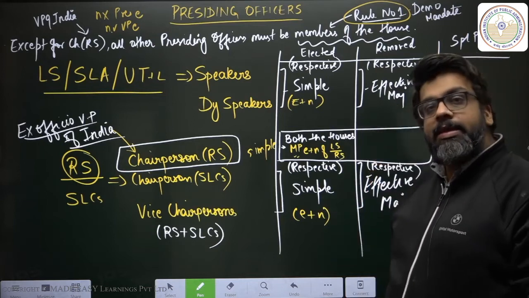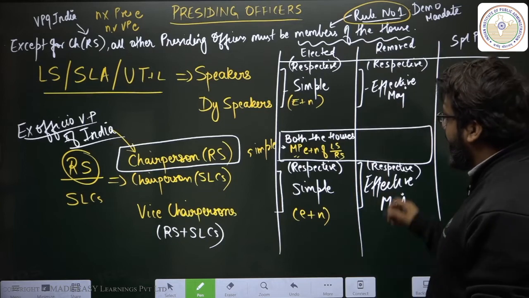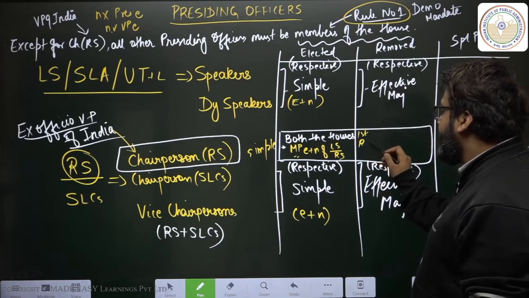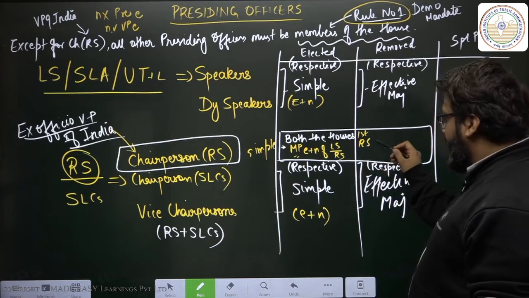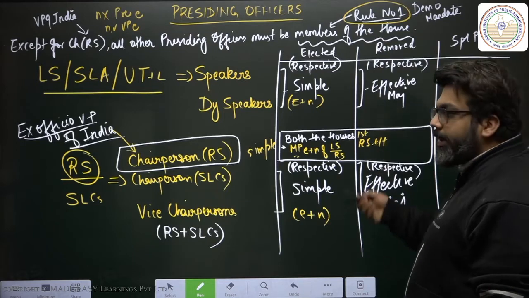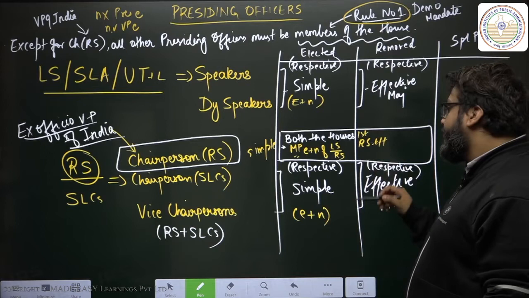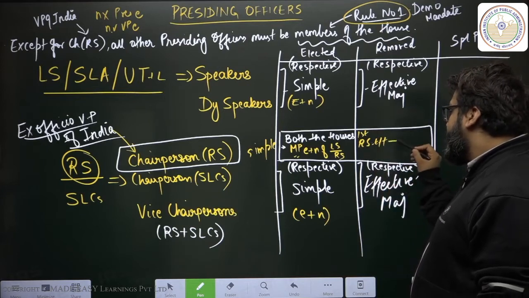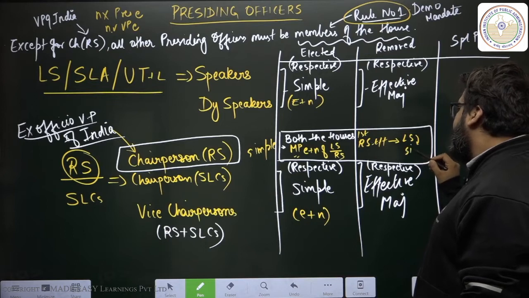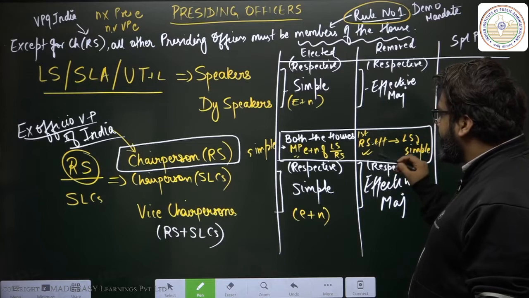That means it should really begin from the second house. So in the first setup, the Rajya Sabha, through effective majority, passes a motion to remove the vice president, then the Lok Sabha also does that on a simple majority. It must start with the Rajya Sabha.